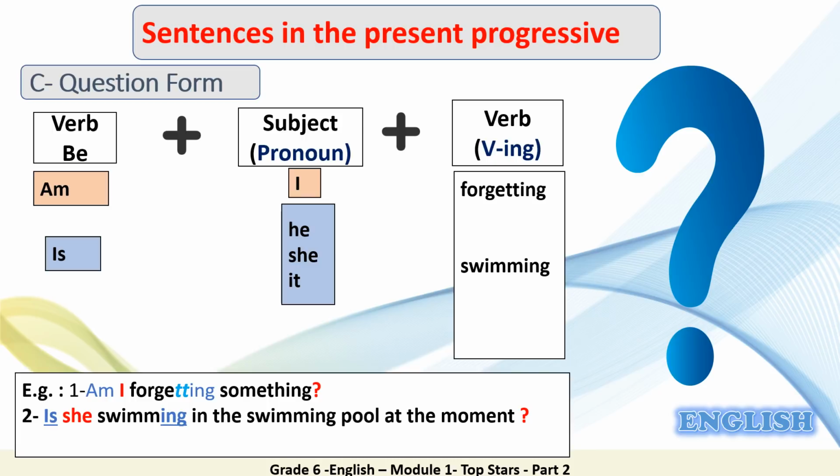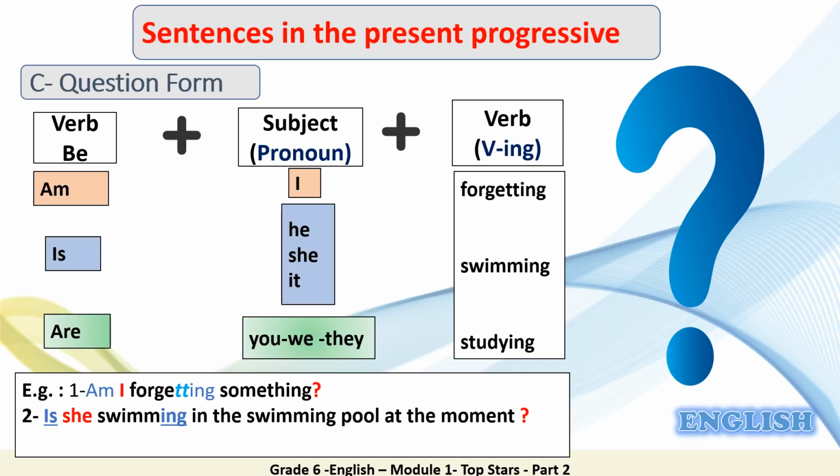The last verb that we have are, yes, and then what are the pronouns that go with it? Yes, very good. You, we, and they. And what do we add next? So easy. Yes, the main verb. Studying. Let's see our final question. Are they studying for the exam? Again, don't forget to capitalize the first letter and a question mark in the end.